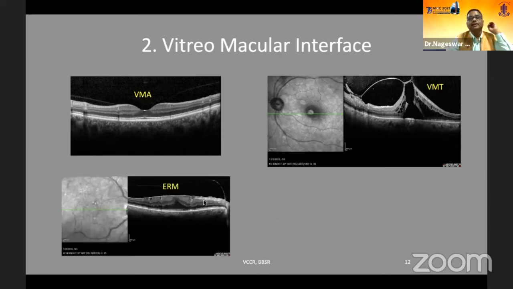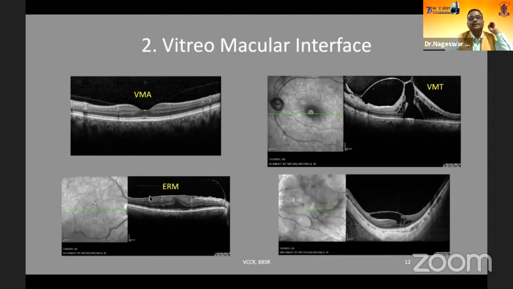You can see a hyperreflective layer here, and it's just tenting the fovea or deforming the normal foveal pit. This is called ERM. And sometimes you will see in high myopic eyes, pathological myopia, that there is a split in the nerve fiber layer, that is called macular schisis. You will see schisis cavities there.